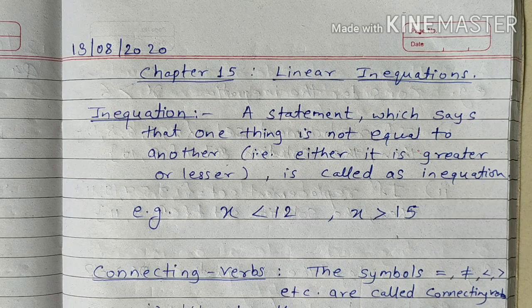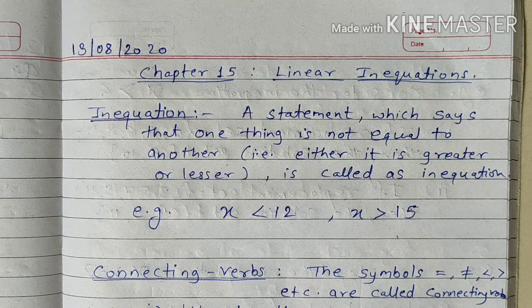And the linear equations also we have learned. So linear equations means what? The equations with degree 1. That means the variable will have the highest power as 1. So we have learned the linear equations in the previous chapter. Now in this chapter we are going to learn about the linear inequations.